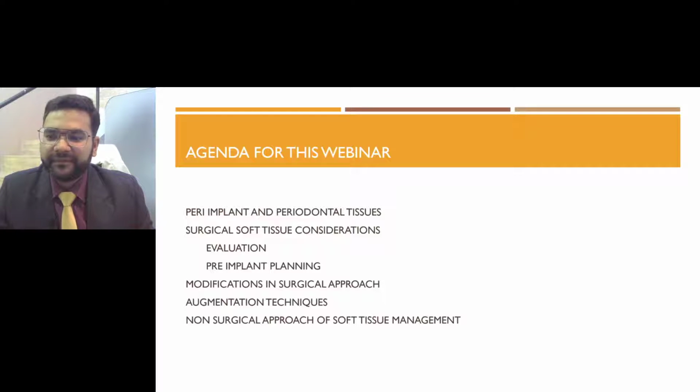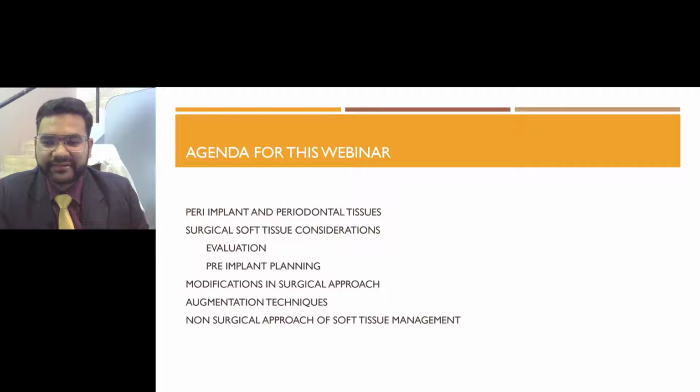We will see the differences between the peri-implant and the periodontal tissues, some surgical soft tissue considerations, that is evaluation and pre-implant planning, some modifications in the surgical procedure which will help us to obtain a much better aesthetic outcome and a longer aesthetic outcome, some augmentation techniques which we will look at to increase the width of the keratinized tissue and to increase the biological biotype. Also, we will briefly mention the non-surgical approach to soft tissue management.